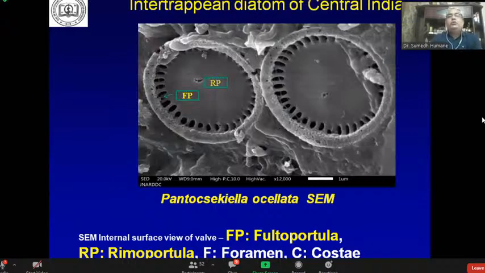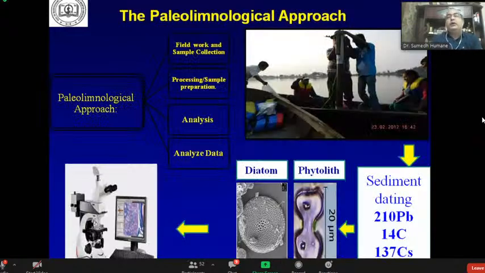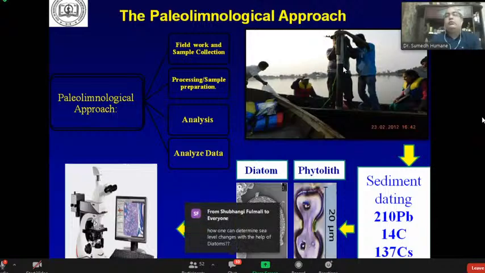Now, coming to the paleolimnological approach, just now Dr. Saraswat spoke on how to collect the samples, but in the lakes also a lot of difficulties are there in collecting the samples. So we generally go to the lake to collect the samples using the gravity corer. Here we have collected the sample using the gravity corer. We need to take into account that the topmost sediment sample must not be disturbed.